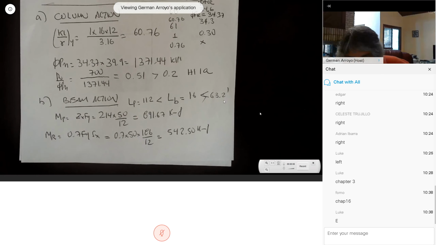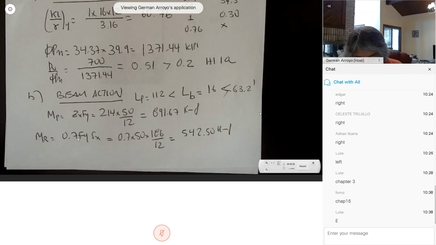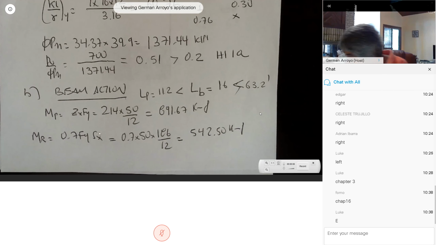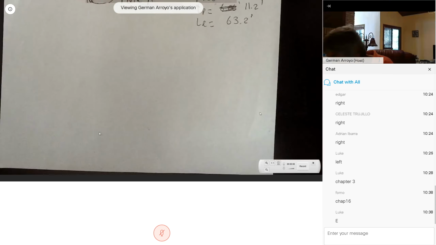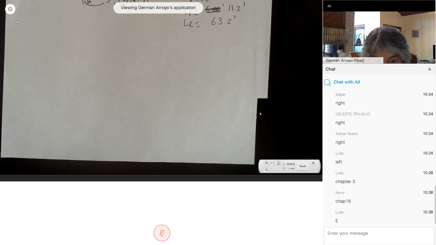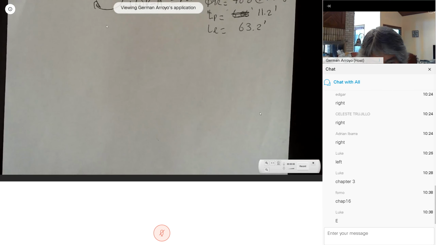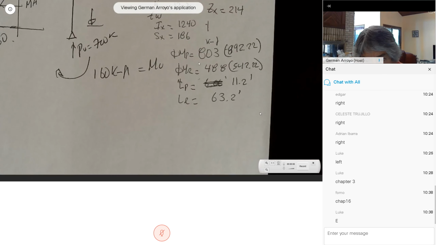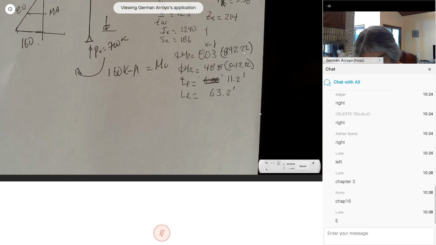And this value is given, the 16. You can find it in chapter three, or you can compute it. The same happened with Mp and Mr. Mp and Mr are given in chapter three. We already have found those values. Look. These are given in chapter 3, 892, 542.